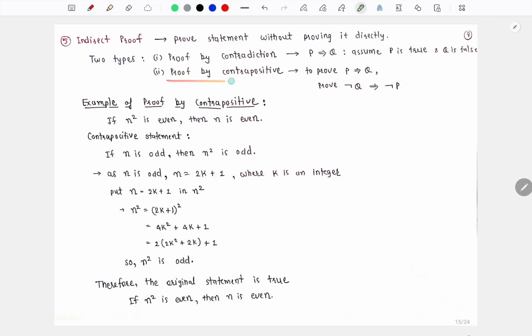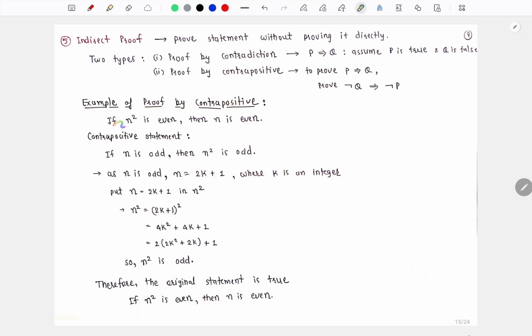Now we will see proof by contrapositive. In this, we have to prove the opposite of Q, then the opposite of P. So if P tends to Q, then we need to prove negation of Q, then negation of P. Let's see one example, then you will get complete understanding of proof by contrapositive.